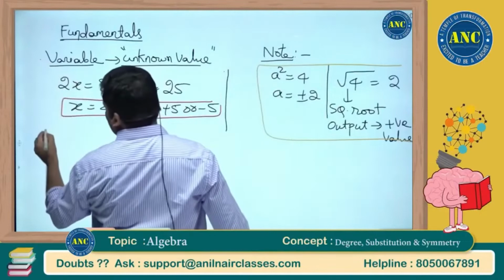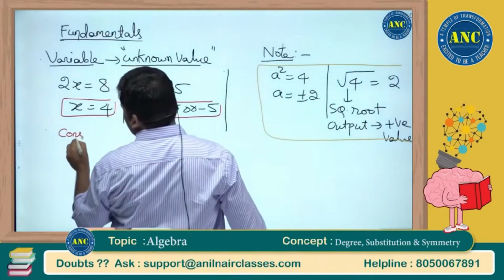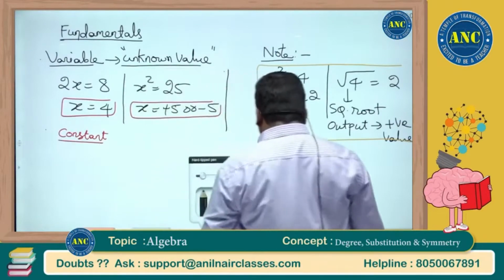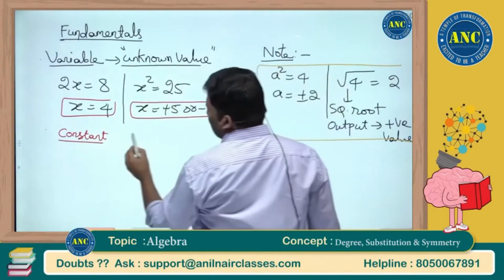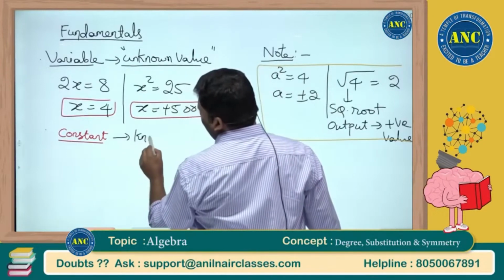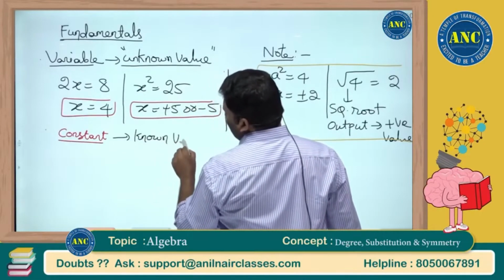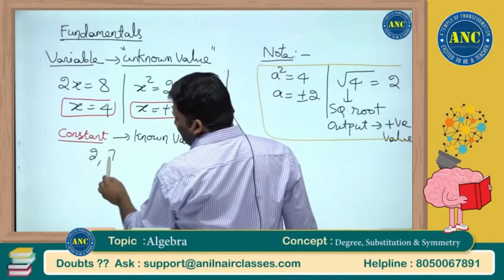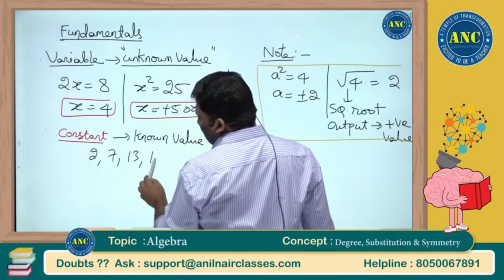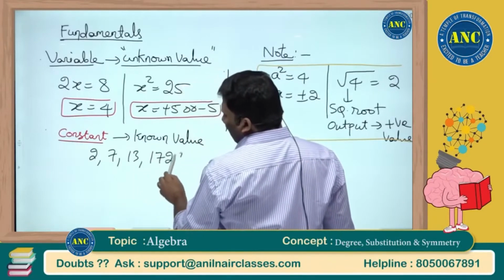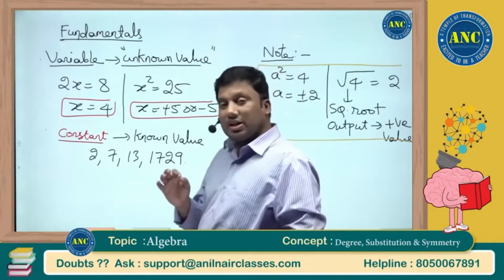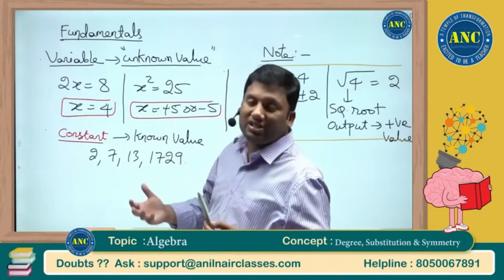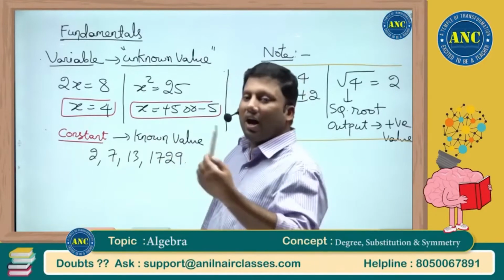This is a variable. Next is constant. Constant is a known value. Constant is a value which never changes. For example, 2 is a constant, 7 is a constant, 13 is a constant, 1729 is also a constant. Constant is a value which does not change. Variable is a value which changes depending upon the expression or equation.